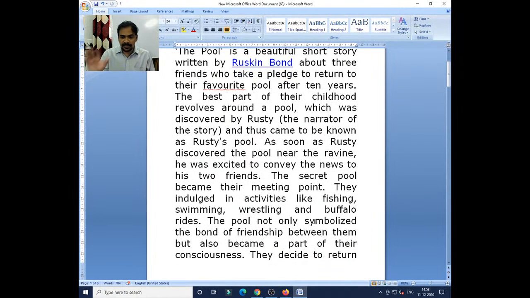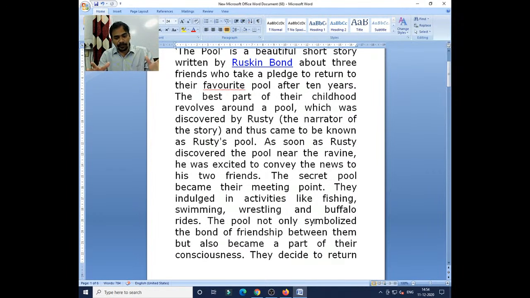Now you see the best part of their childhood revolves around a pool which was discovered by Rusty, the narrator of the story, and thus it came to be known as Rusty Pool. It was known as Rusty Pool because the writer discovered it himself. Anil and Somi, both the friends, were there with him. But fortunately, the writer was able to discover that pool.